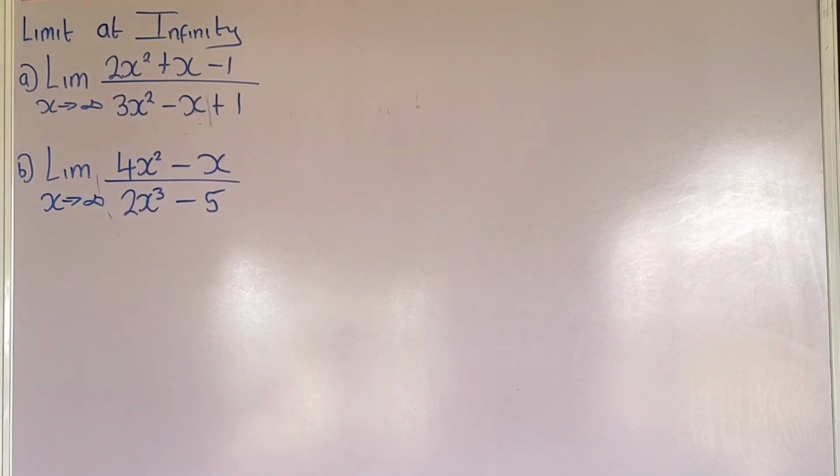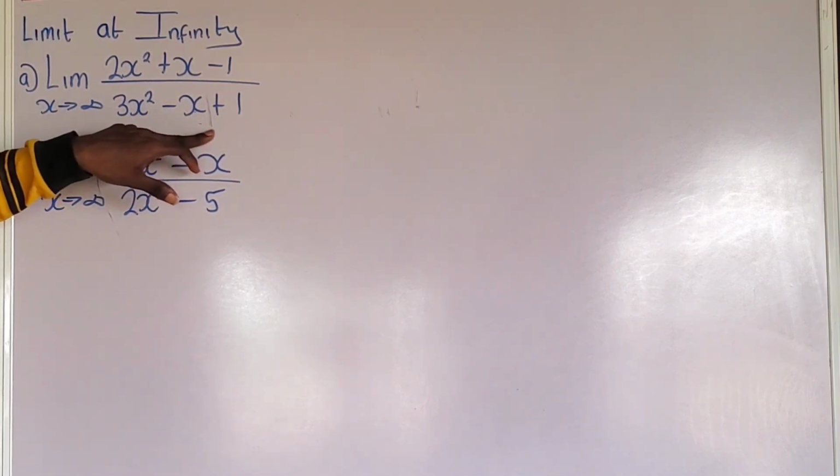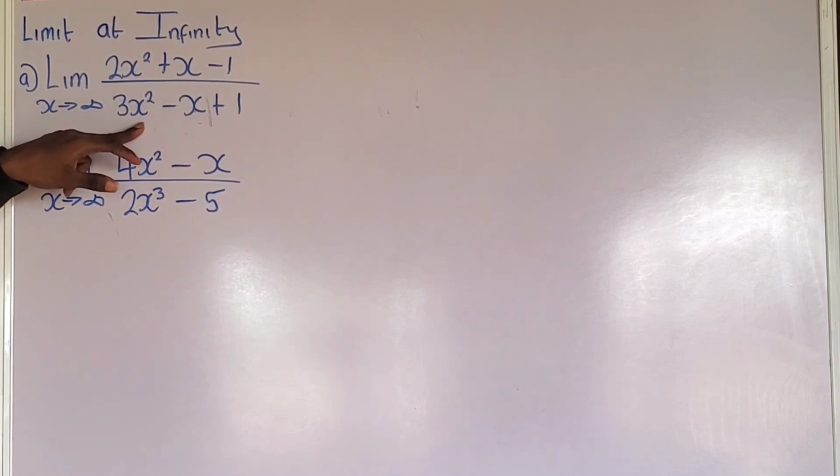Listen to the explanation again. It's simple. Now, you can see in that question, x tends to infinity. Infinity is not an actual value, you understand? So we have to manipulate the function. How do we do that? By dividing both the numerator and the denominator by the highest power of the variable at the denominator. Now, the highest power of x at the denominator is x squared, you understand?